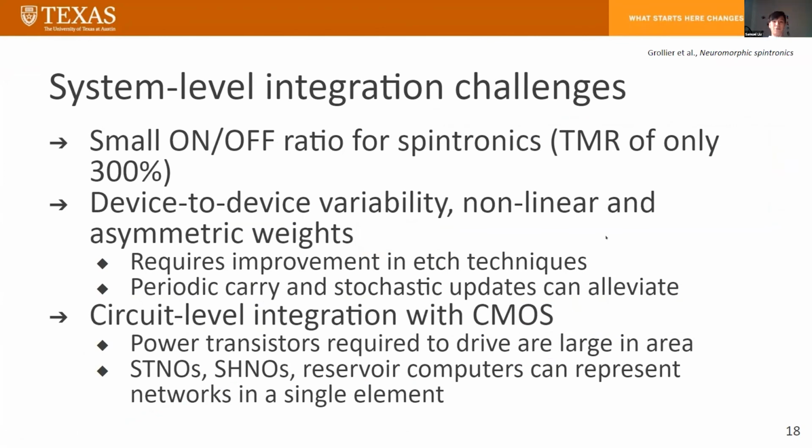Very quickly, over some system level integration challenges. Okay, we went over, it's at 10 minutes, so just try to wrap up in a minute. Yep, this is the last slide.